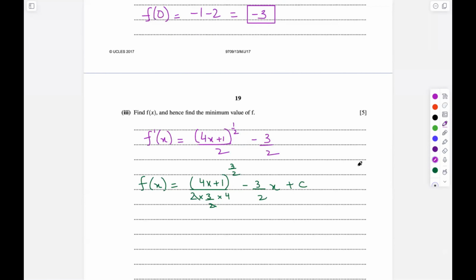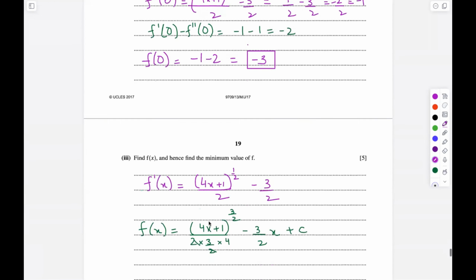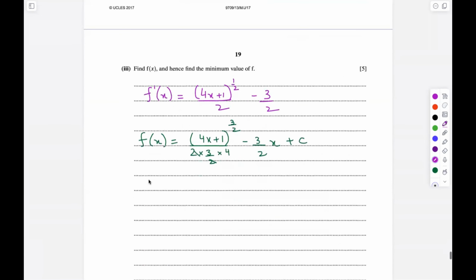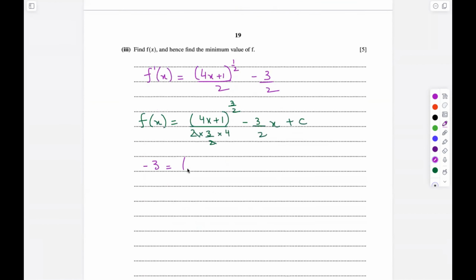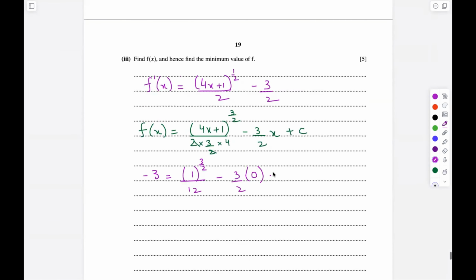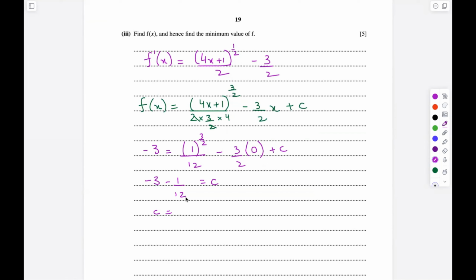Now to find the value of c, we already know that f of 0 is equals to -3, it means when x equals 0, it will be equals to -3. So we can write -3 over here. In place of x, we'll substitute 0. So that will become 0 plus 1, which is 1 to the power 3 upon 2 upon 12, minus 3 upon 2 multiplied by x value 0, plus c. So this will become -3, and 1 upon 12 will go on the left hand side and become -1 upon 12, which is equals to c. So c will be equals to 12 times 3 is 36, so that will become -37 upon 12.